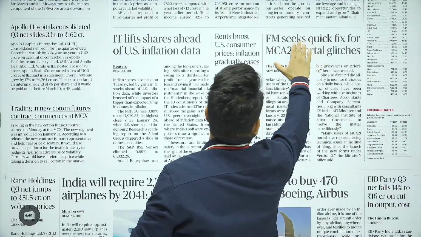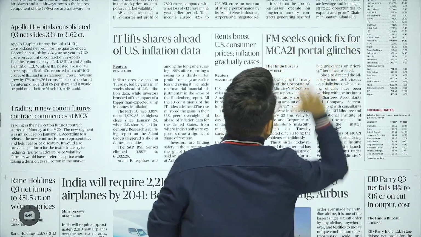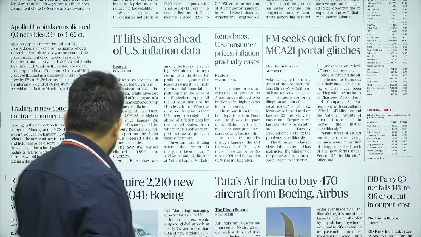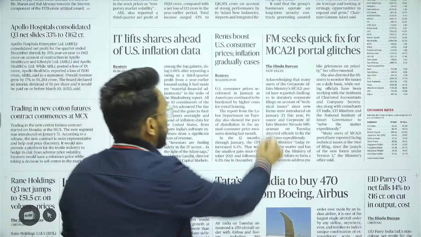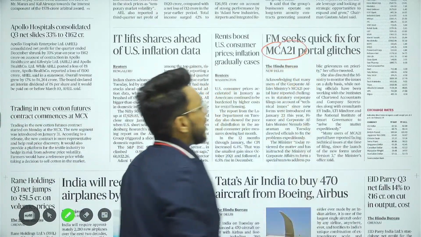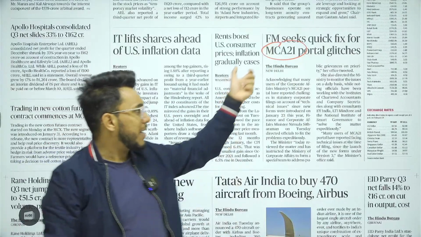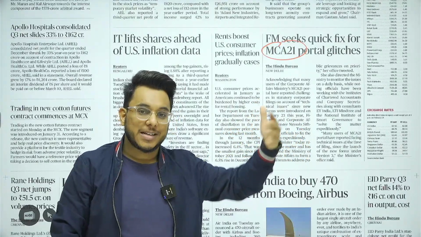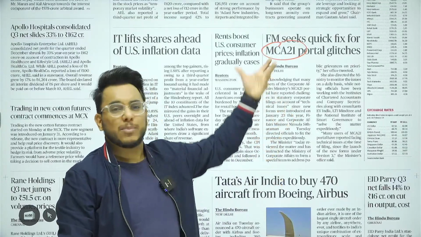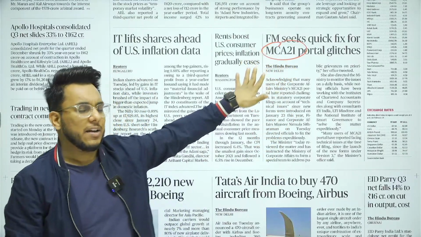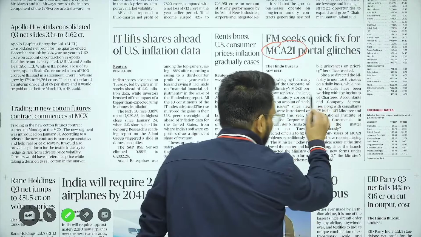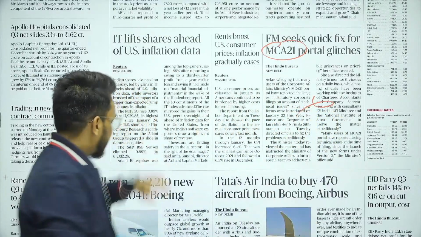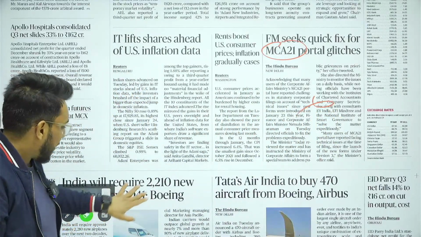Finance Minister seeks quick fix for MCA 21 portal glitch. So what is this MCA 21 portal? MCA stands for Ministry of Corporate Affairs. The Ministry of Corporate Affairs 21 portal is a single platform where the corporate filings can be done and all the information about the corporates can be taken. There was some technical glitch that had come. They said they will fix that. And apart from that, nothing is there. Fine. So, guys, these are all the important things here.